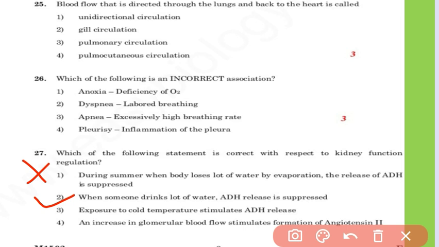Exposure to a cold temperature stimulates ADH release. No, it does not stimulate, it suppresses it. So it is also incorrect. An increase in glomerular blood flow stimulates the formation of angiotensin second. It is also an incorrect option. So option second is the answer for this question.